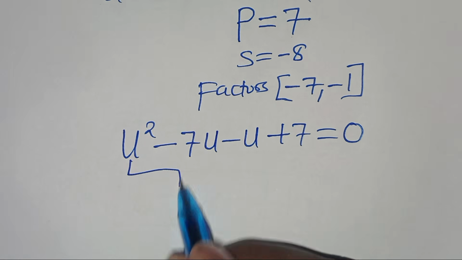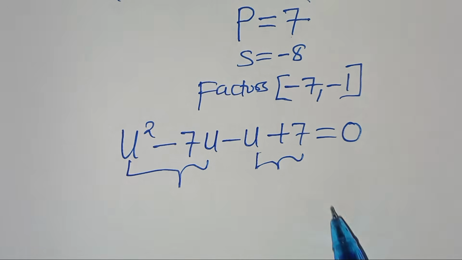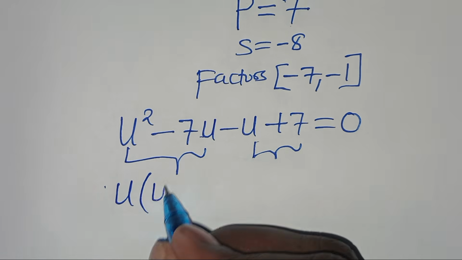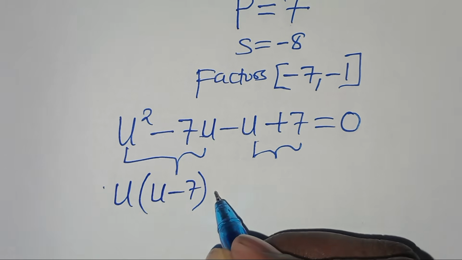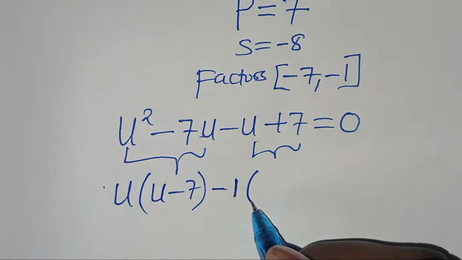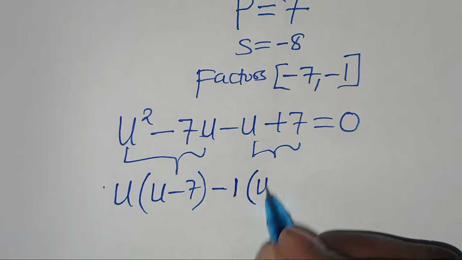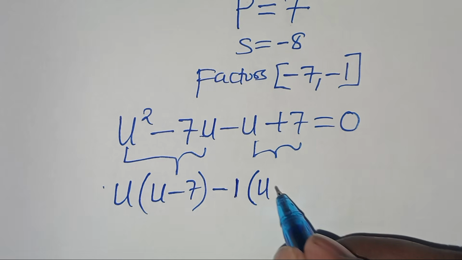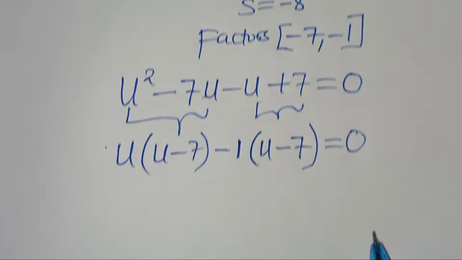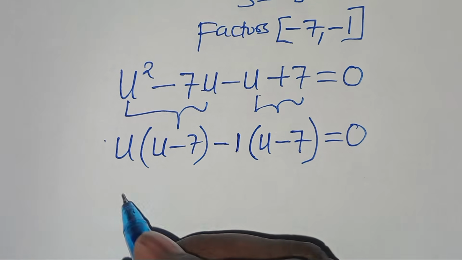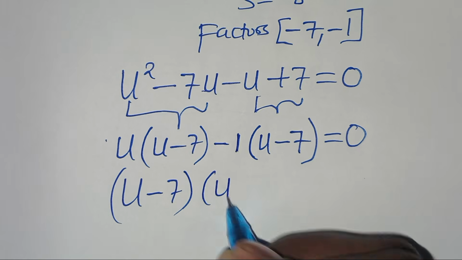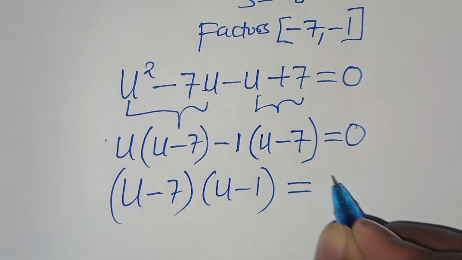Now, we have got two parts here. u is common here, so we have u into the parentheses, u minus 7. Then, minus 1 is common here, so we factor out minus 1. So this is u plus 7 divided by minus 1, this is minus 7. This is equal to 0. u minus 7 is common, so we have u minus 7 multiplied by u minus 1, this is equal to 0.